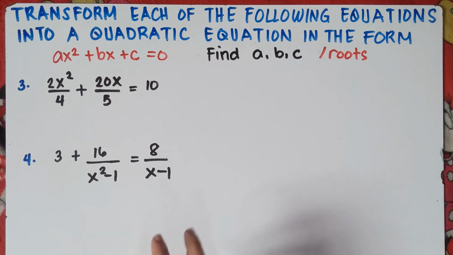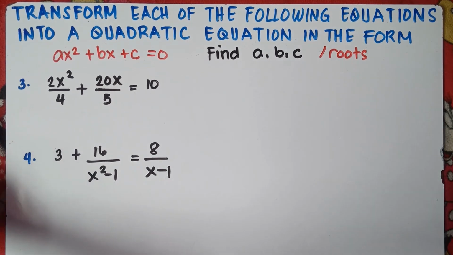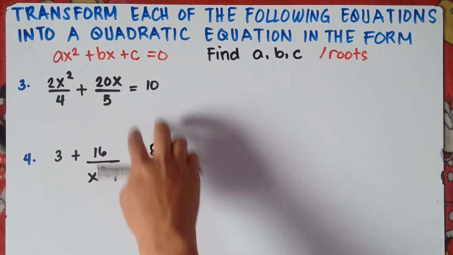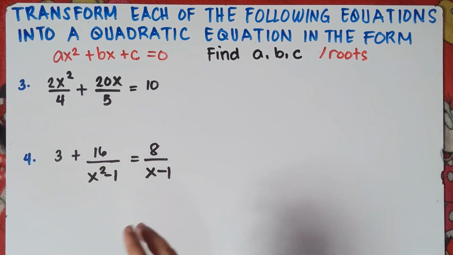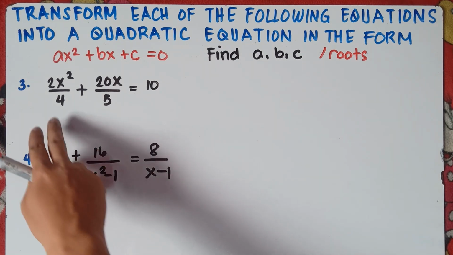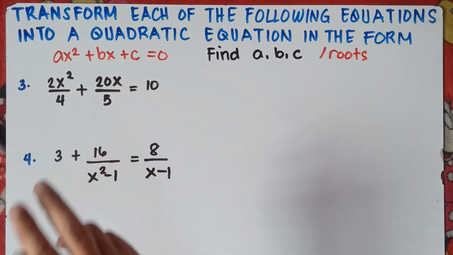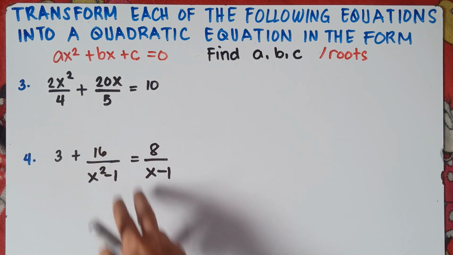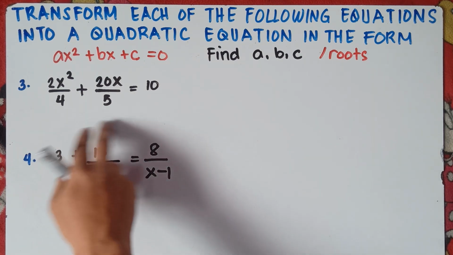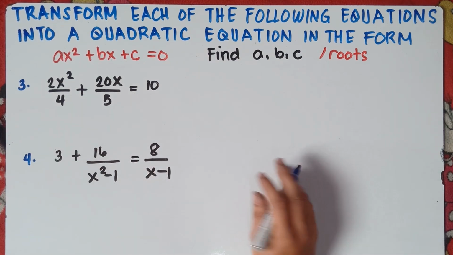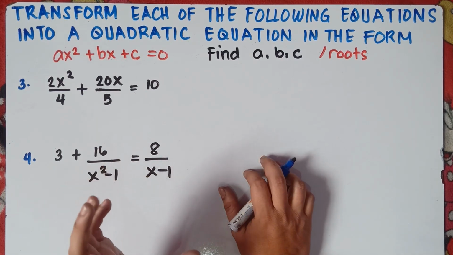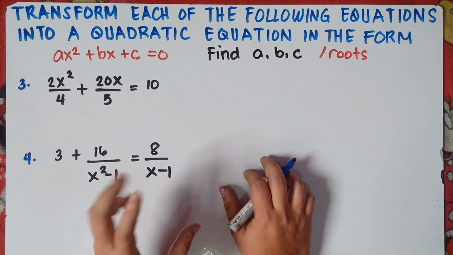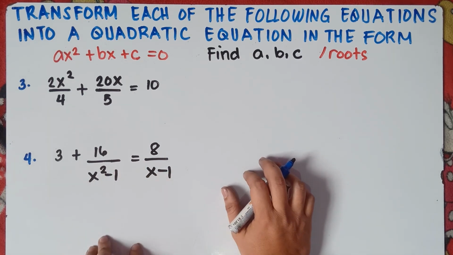Alright, so let's start with number 3. Once again class, if you have these rational equations, the thing that you will do is eliminate the denominators. We need to remove these denominators, class, because it's hard for us to solve this one if we have the denominators. So how to remove the denominators, sir? We just need to find, class, the LCM. What is LCM, sir? The least common multiple.